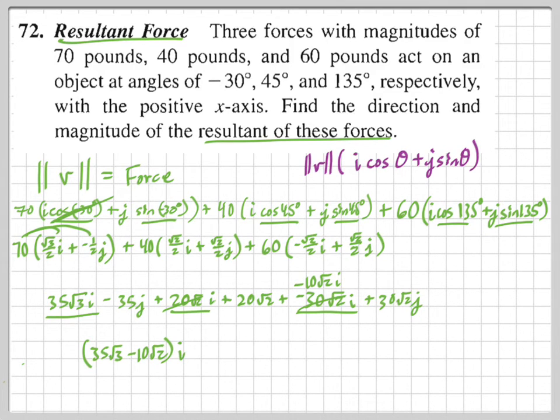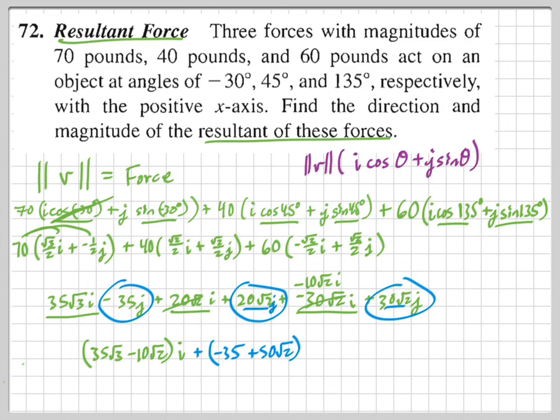Now let's do our j's. Shall we do it in a different color? Yeah, we should. How come this guy doesn't have a j on him? He should have a j on him. And then this guy, are they all positive? No, they're not all positive. Something's fishy about this one. Oh, that's just because it's a 1/2. They both have rad 2s, so that's going to be 50 rad 2. So we have negative 35 plus 50 rad 2 times j. Okay, that's our answer.